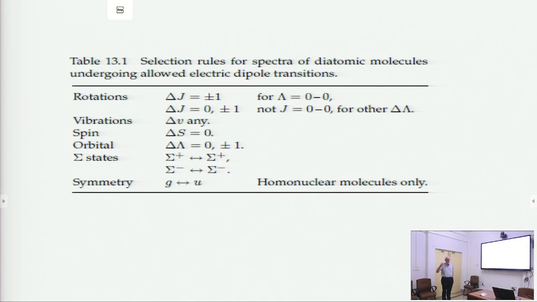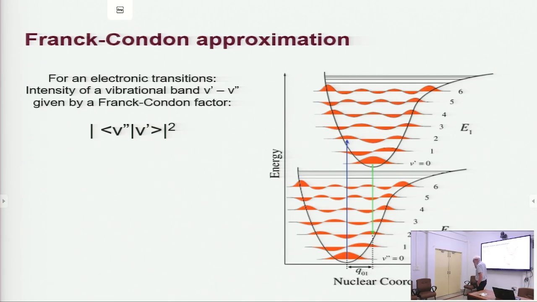So lambda, which is the projection of the orbital angular momentum, can change by 0 plus or minus 1. That's the same as the atomic rule, effectively. And then the various rules on sigma states, which we'll come back to in a minute. So as I said, the Franck-Condon approximation for vibrations. So let's deal with that first.